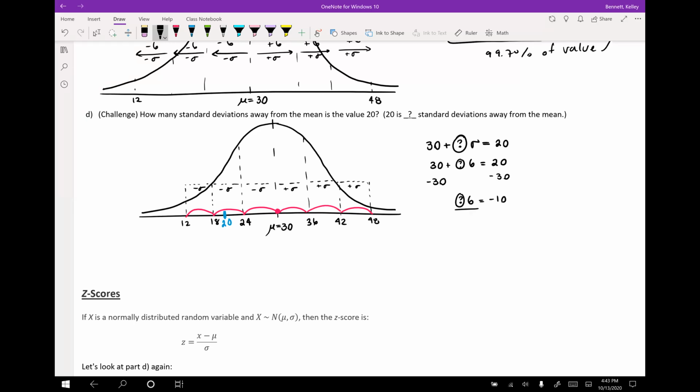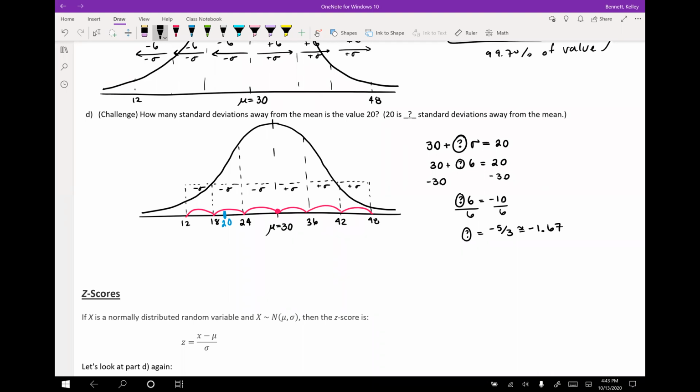And then I'm going to divide everything by 6. So what I end up getting is negative 5 over 3, or negative 1.67. And that makes sense because when we subtract a standard deviation, that means we're going to the left. When we add a standard deviation, that means we're going to the right, relative to the mean, of course.